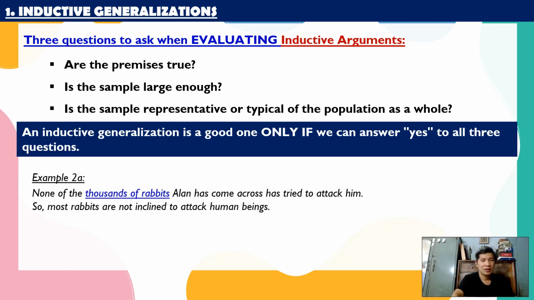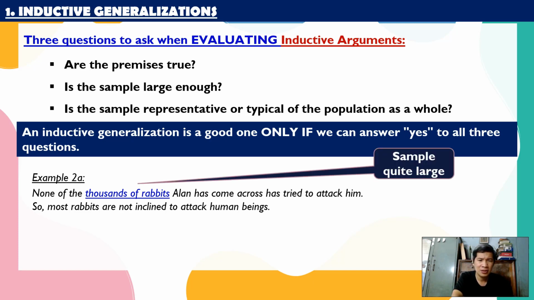Is it right? Think about this one. None of the thousands of rabbits Alan has come across has tried to attack him. Wow, he's a real hunter. Thousands of rabbits. He's done this all his life. So most rabbits are not inclined to attack humans. You can see this is a large sample.